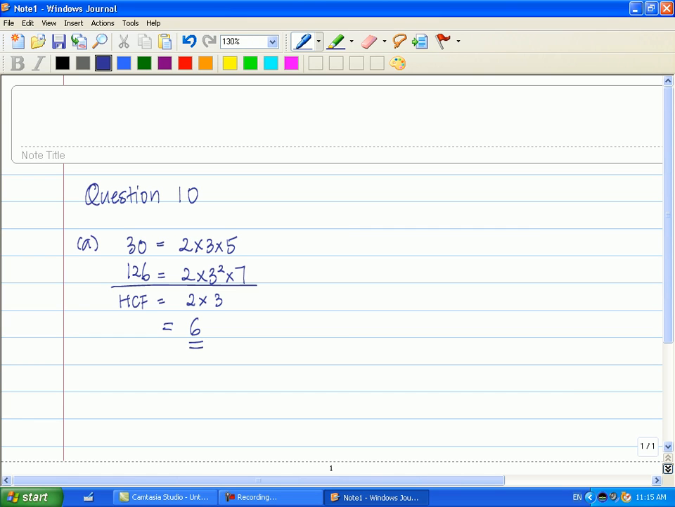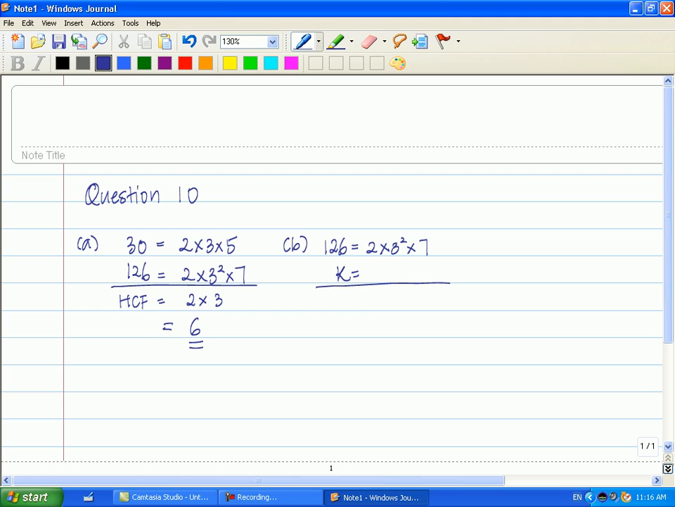For part B, the smallest integer k such that 126k is a perfect cube. Let us look at the number 126 itself. 126 is 2 times 3 squared times 7. If we want 126 to be a perfect cube, we need to multiply by a certain number k. What is this number k, such that 126k becomes a perfect cube?